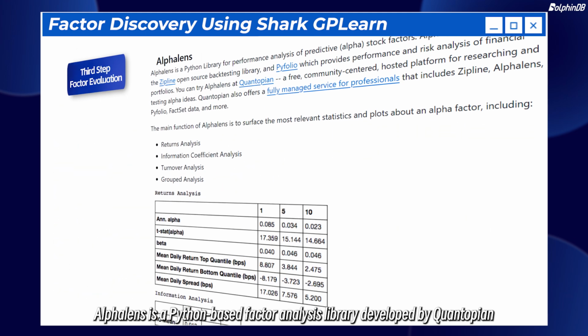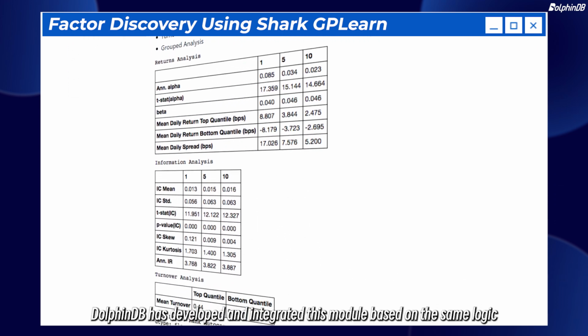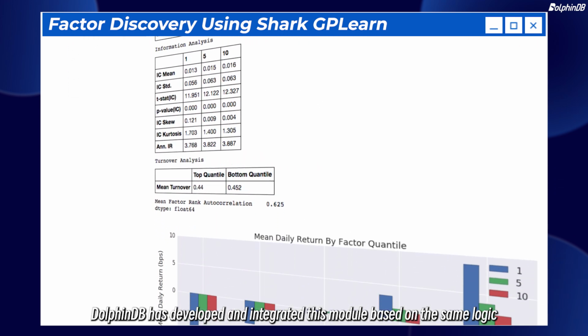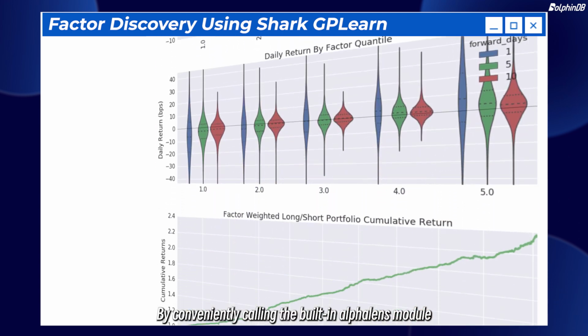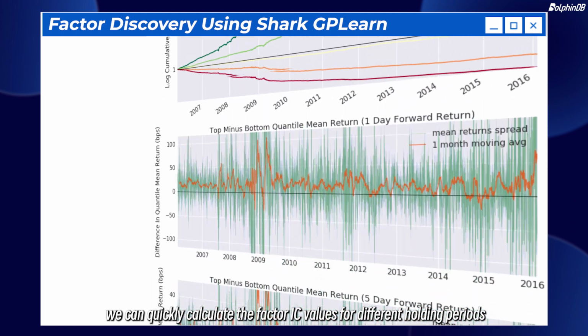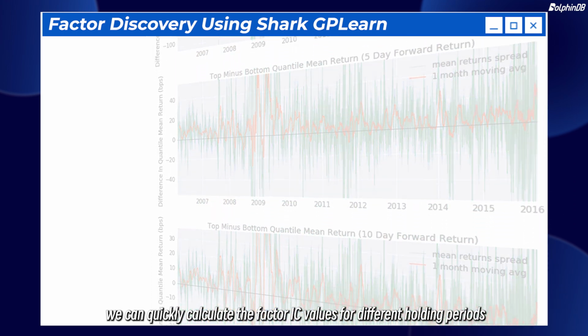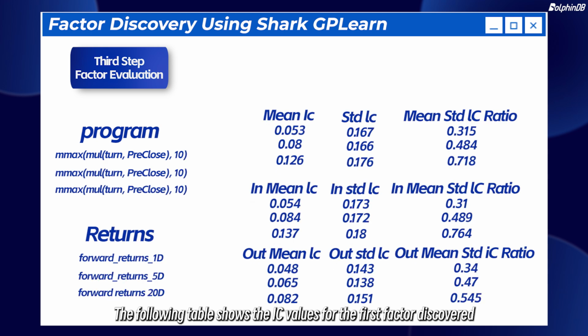Alphalens is a Python-based factor analysis library developed by Quant-Ready. DolphinDB has developed and integrated this module based on the same logic. By conveniently calling the built-in Alphalens module, we can quickly calculate the factor IC values for different holding periods. The following table shows the IC values for the first factor discovered.